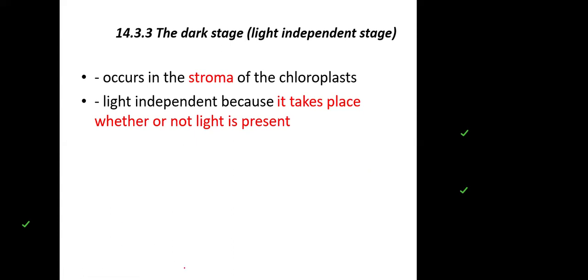In cyclic phosphorylation, the first electron donor is the photosystem 1. Then in non-cyclic photophosphorylation, the first electron donor is water. Okay, that is also correct. Let's have the 3rd person. Jesse?